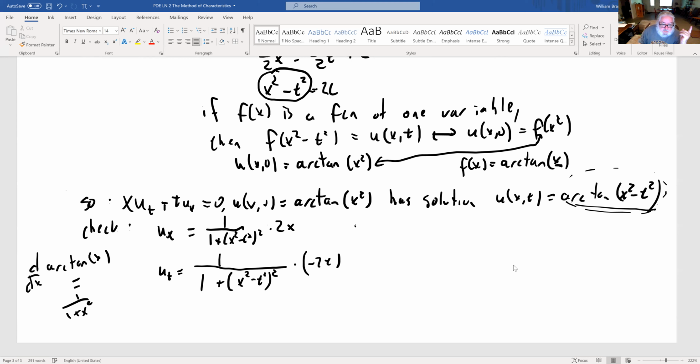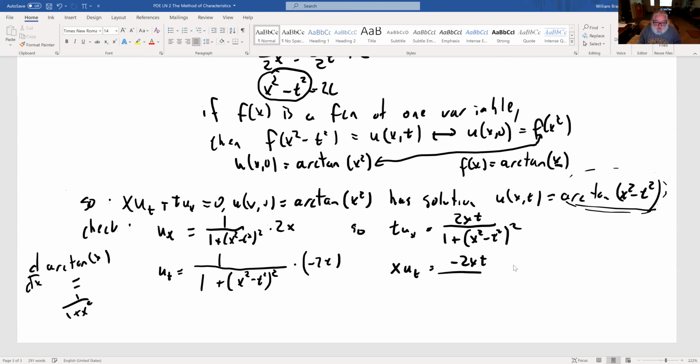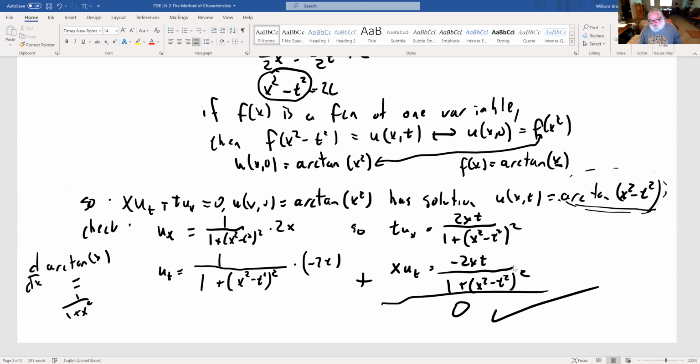So t u_x equals 2xt over 1 plus x squared minus t squared, quantity squared. x u_t is minus 2xt over 1 plus x squared minus t squared, quantity squared. If you add those up, you get 0, which is what we want, right? And so you can see how the differentiation of the arctangent just gave you something that was the same in both, so we didn't have to worry about it much. So that's the method of characteristics.